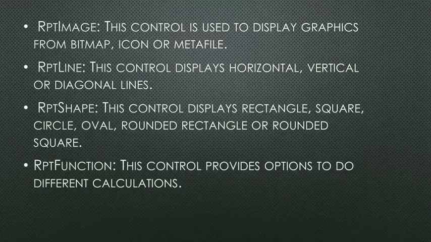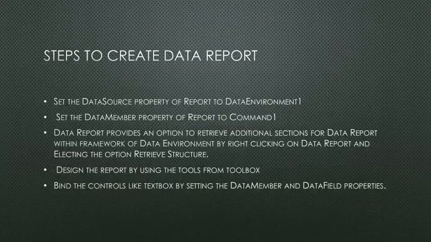RPT line. This control displays horizontal, vertical or diagonal lines. RPT shape. This control displays a rectangle, square, circle, oval, rounded rectangle or rounded square. RPT function. This control provides the option to do different calculations.